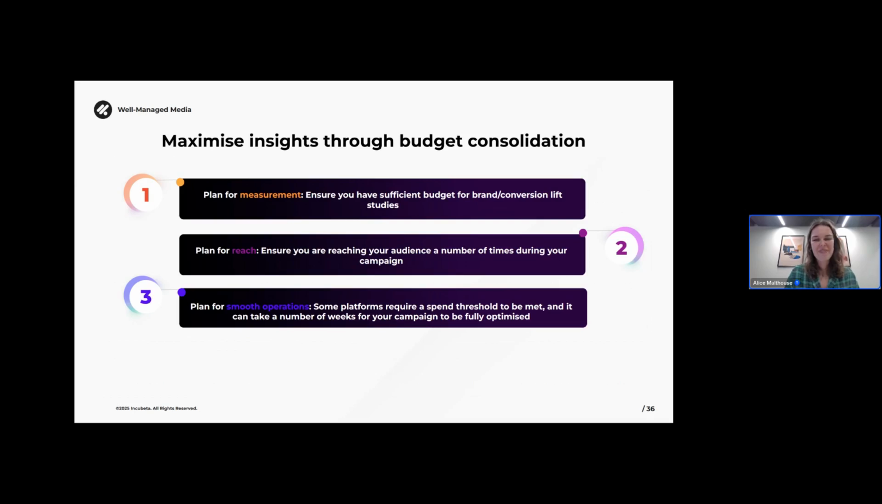And then again, budget consolidation is important because you want to plan for smooth operations. So there are lots of platforms that require a spend threshold. And also it can take a number of weeks for certain campaigns to be fully optimized. When you first go live with a campaign, your algorithms just aren't mature, so you need to make sure that you're running your campaign over a number of weeks, so you generate the best performance. And some campaigns take longer than others, so I wouldn't recommend running a really short campaign or a campaign with a tiny budget, because it's just not going to reach the algorithm's full potential.